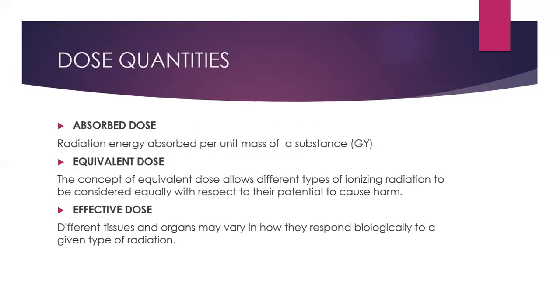So the dose quantities: absorbed dose. Absorbed dose is the radiation energy absorbed per unit mass of a substance. This describes how the radiation affects the absorbing material. And the unit of absorbed dose is the gray, denoted by Gy. Equivalent dose. The concept of equivalent dose allows different types of ionizing radiations to be considered equally with respect to their potential to cause harm. Effective dose. Different tissues and organs may vary in how they respond biologically to a given type of radiation.